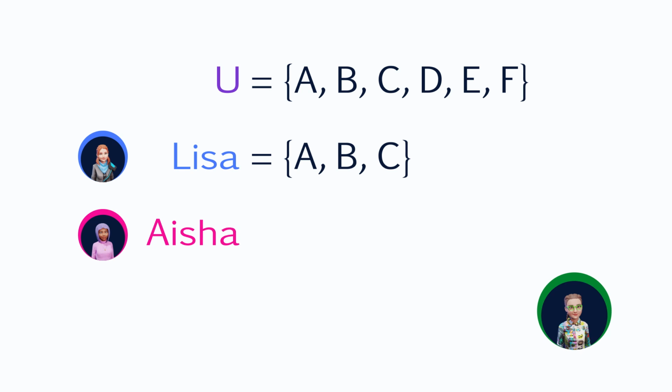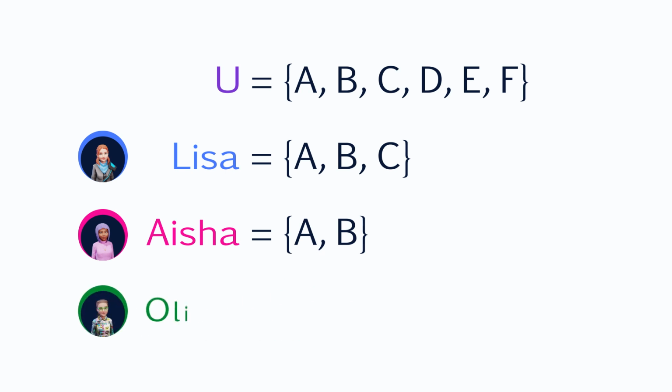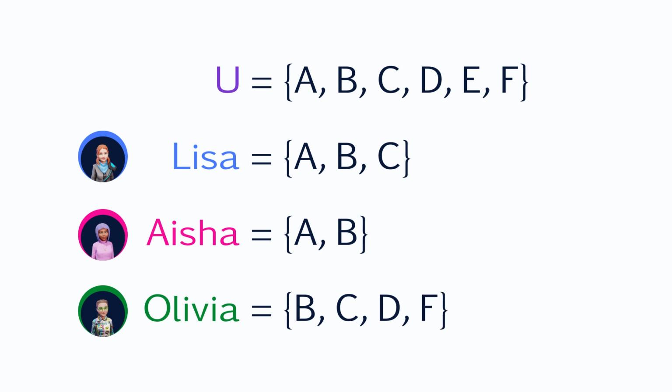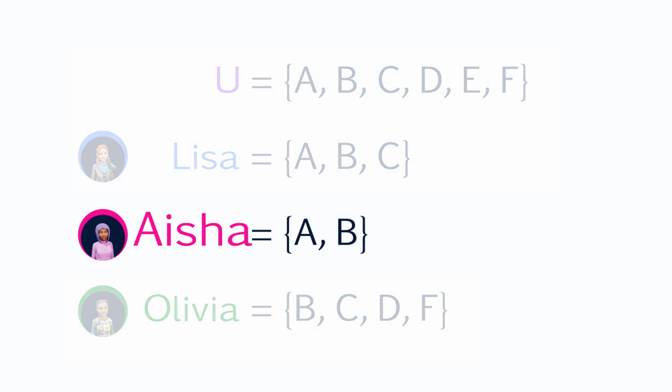The set with Aisha's results contains the elements A and B. And finally, the set with Olivia's results contains the elements B, C, D, and F. The three students have all had the same number of exams. Aisha's set contains only two elements, A and B. That means that she has gotten either A's or B's on all her exams.